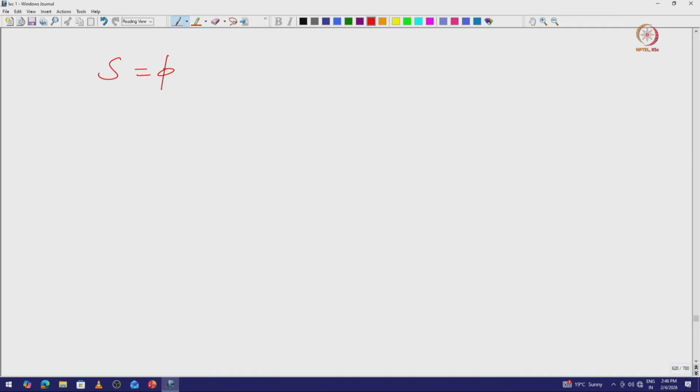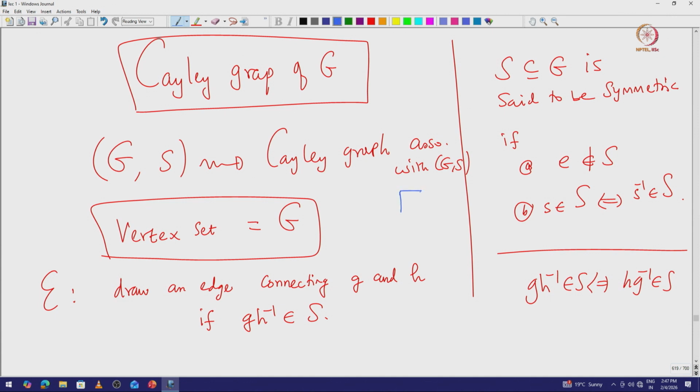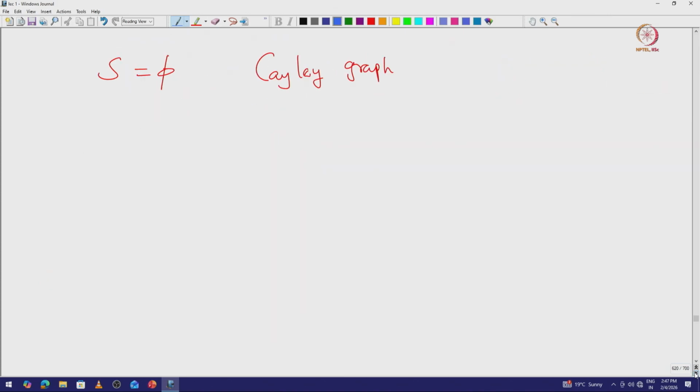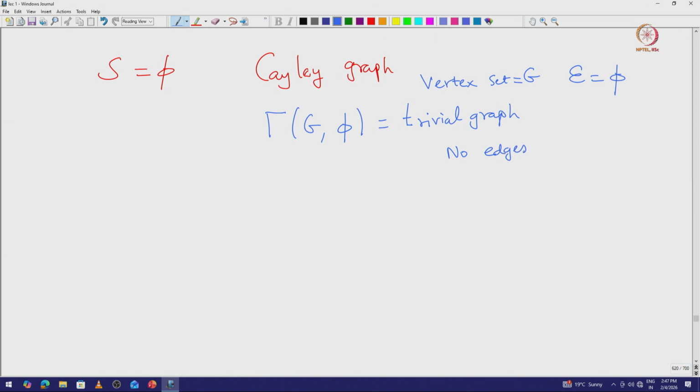So, let us see some examples. If you take S to be the empty set, then the Cayley graph will not have any edges. Given G and S, let us denote the Cayley graph by gamma of G comma S. If we use that notation, then gamma of G comma empty set is what is called the trivial graph. The vertex set is going to be capital G, but the edge set is going to be empty, so no edges are there. It is a totally disconnected graph.